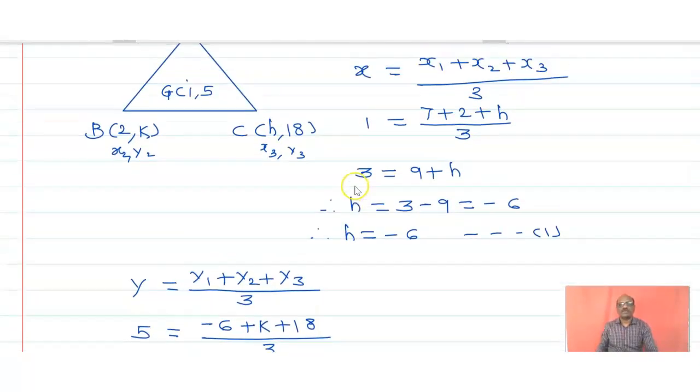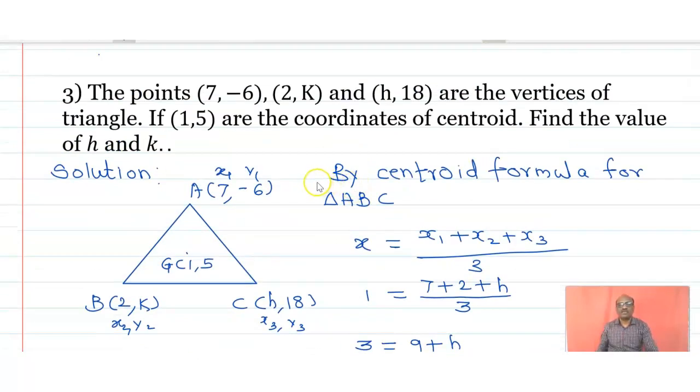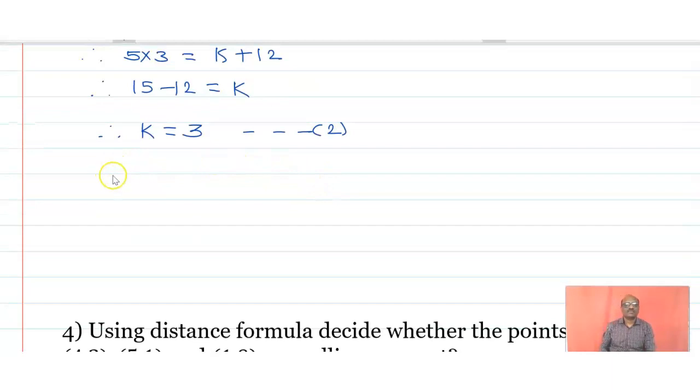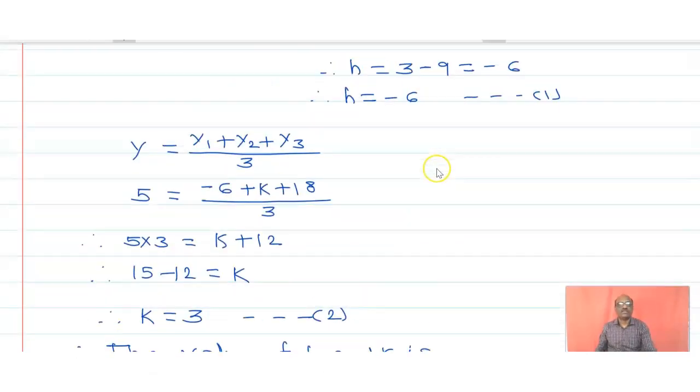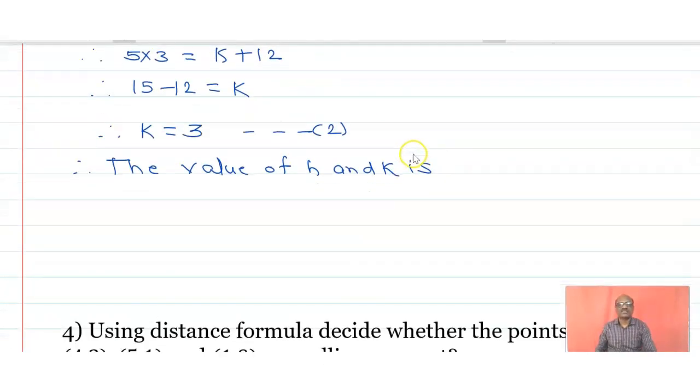Second one. And therefore the value of h and k is minus 6 and 3 respectively.